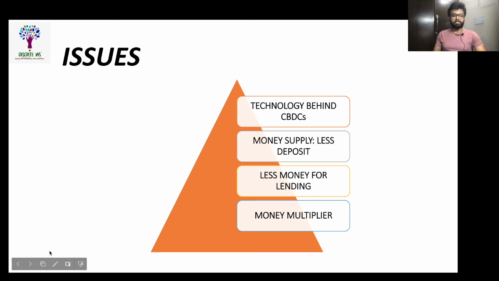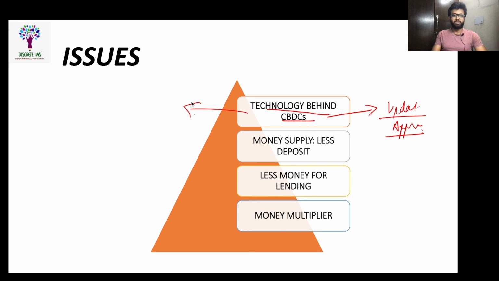But there are certain issues involved in these CBDCs. For example, the technology behind the CBDCs needs to be updated and approved by the RBI. Blockchain is a gradually changing technology, and it should be updated by the Reserve Bank of India and approved by the central bank.